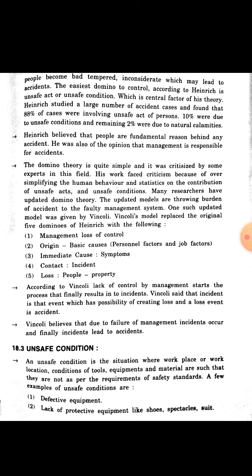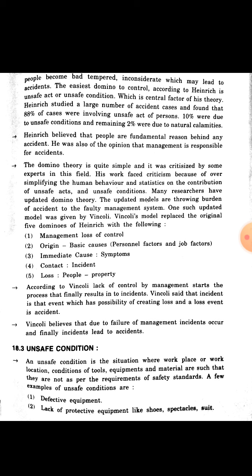This condition is known as an unsafe condition because in an unsafe condition there are maximum chances of an accident, and sometimes we lose human life. A few examples of an unsafe condition are given, like defective equipment such as a road roller or tower crane, which are defective and not working properly, so it creates an accident situation.